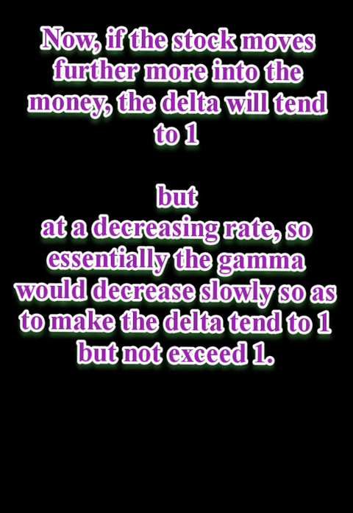Now, if the stock moves further into the money, the delta will tend to 1 but at a decreasing rate, so essentially the gamma would decrease slowly so as to make the delta tend to 1 but not exceed 1.